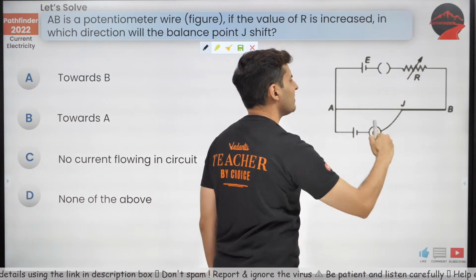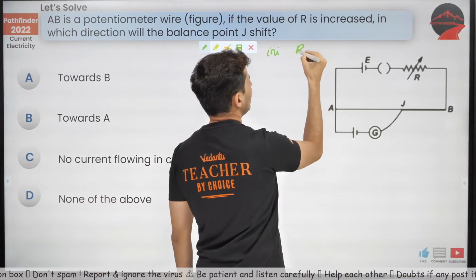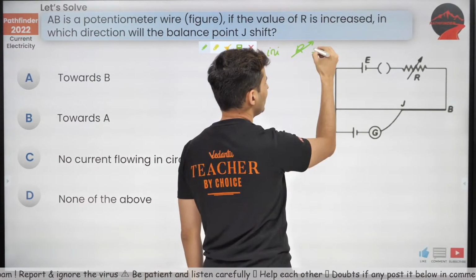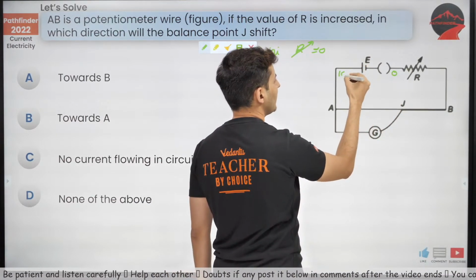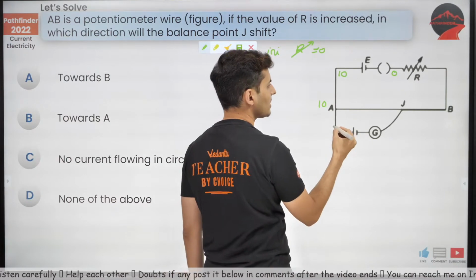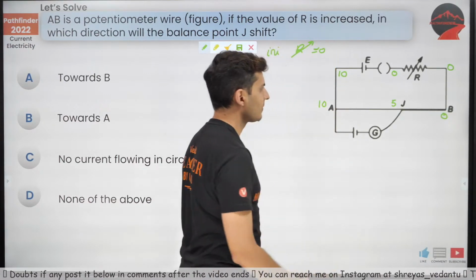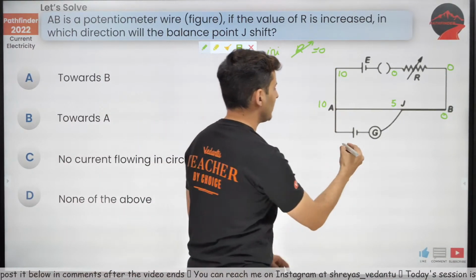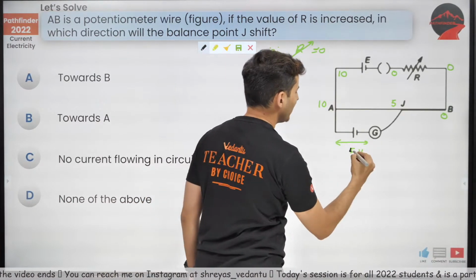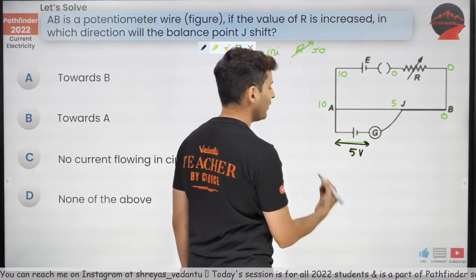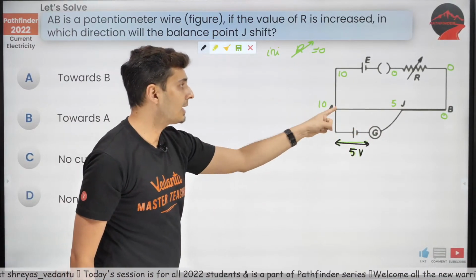Imagine initially the variable resistance is negligible, 0. So if this is E, this will be 0. Let's say this is 10 volts. This will be also 10 volts. Maybe let's say this is 5 volts. This is 0. This will be also 0. This is how it will look initially. So that means this EMF is basically 5 volts. Just assume, take some numbers to get a feel. So the voltage difference is 5 volts, like you can see between A and J.